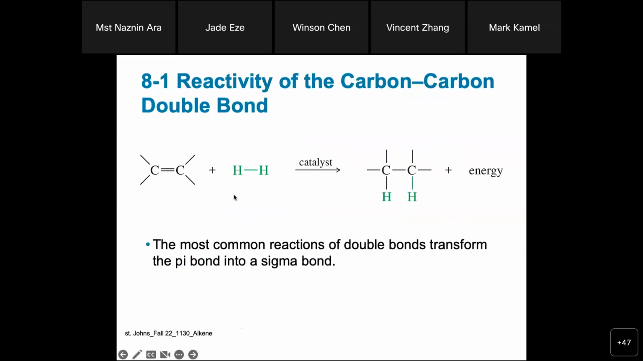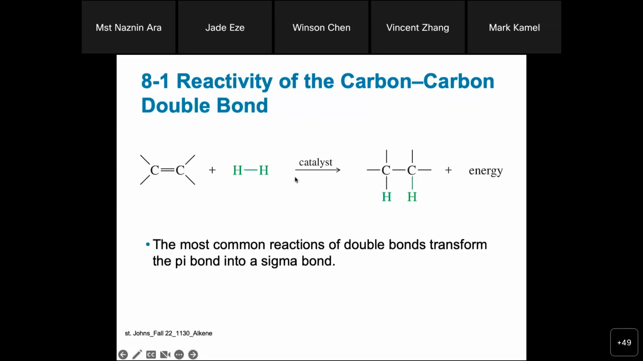Now, the reactivity of the carbon double bond. The carbon-carbon double bond is the main reason for lots of chemical reactions, as you already know about the pi bond. The carbon-carbon double bond has one pi bond and one sigma bond. The pi bond is formed from unhybridized orbitals, and those are very loosely bound. As a result, it's very easy to break, and that's why lots of chemical reactions happen.